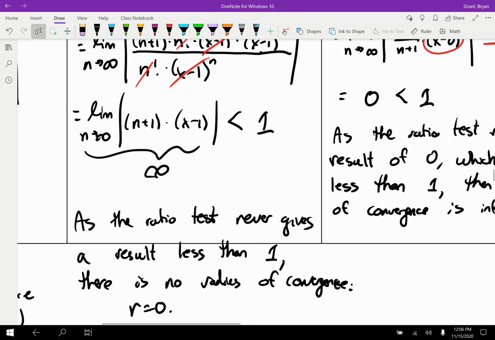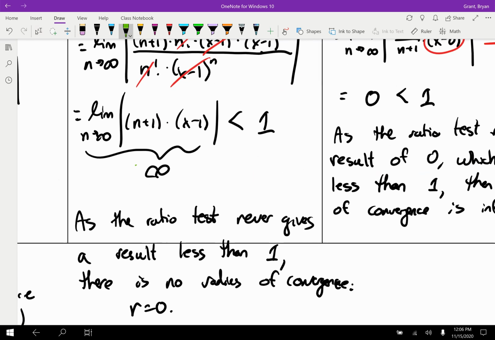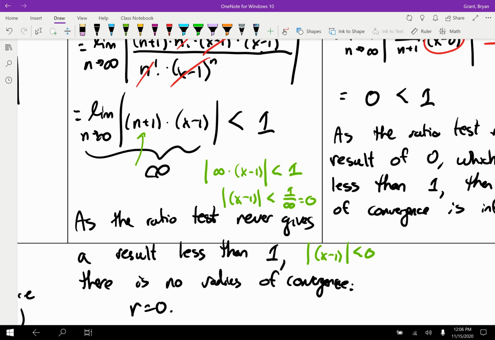And you can do the same thing over here. And again, this is a bit of an abuse of the notation, but that's okay. If you substitute in infinity, you're going to get infinity times x minus 1 is less than 1. And if you divide both sides by infinity to isolate the center, we get 1 over infinity. And of course, 1 over infinity is 0. So what's happening here is we get x minus 1 has to be less than 0, but you can never be less than 0. So I think that's just not going to work at all. And so we see that there is a radius of 0.